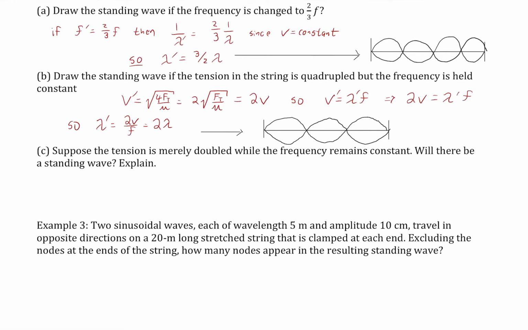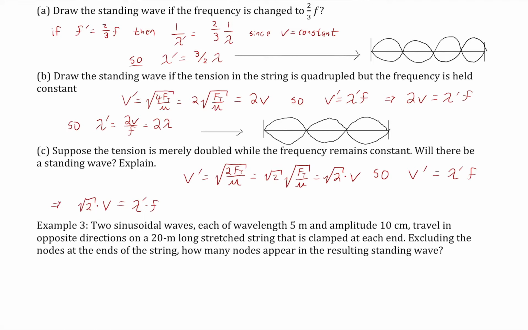Now, suppose the tension is merely doubled while the frequency remains constant. Will there be a standing wave? Can you always get a standing wave? Let's see. In this case, we're just going to use the same relationship using the definition of velocity on a string. And in this case, we doubled it, which means the root 2 comes out, which means that the new velocity is root 2 times the original velocity. And so then using the same relationship between velocity, wavelength, and frequency, we can solve for the new wavelength. And we find out the new wavelength is root 2 times the original wavelength.